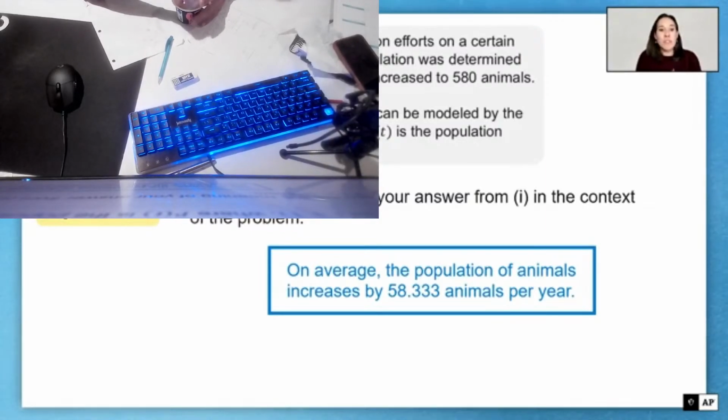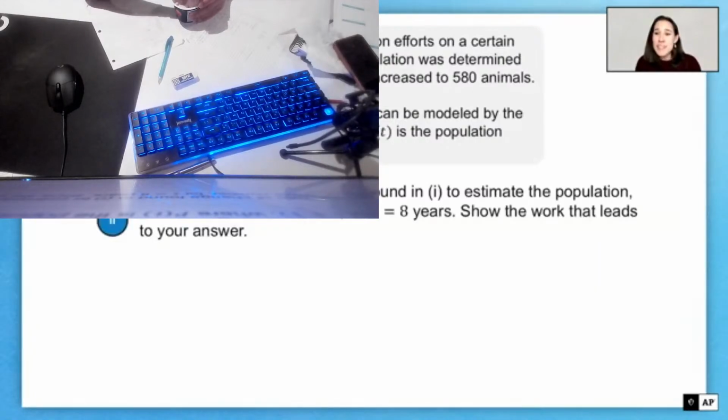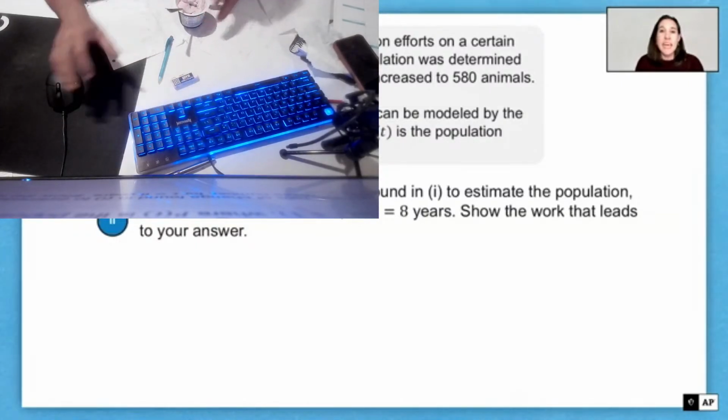So every time on average that my t-value increases by 1, I'm increasing by 58.333 animals. So that's going to lead us right into our next question. So here's that B part 2. Let's give it a read. It says, use the average rate of change found in part 1 to estimate the population to the nearest whole number for t equals 8 years.